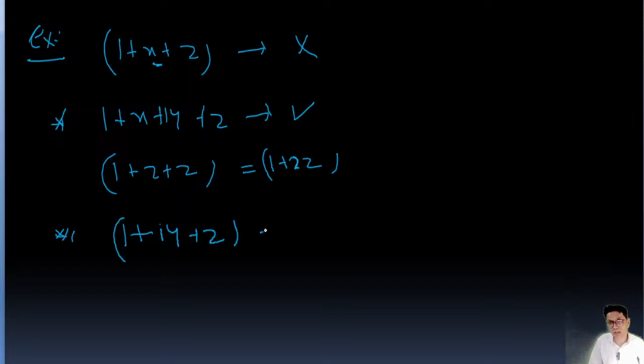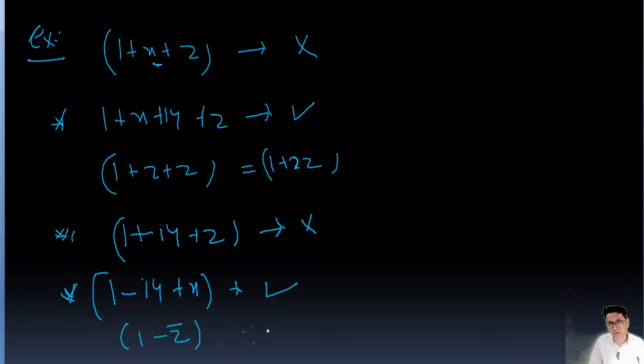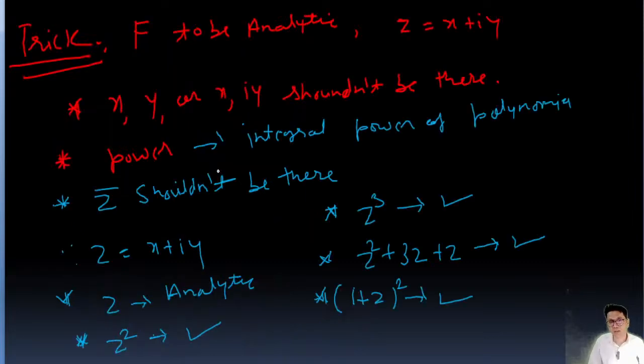Okay, so this is not analytic guys because iy term is there, right? And 1 minus iota y plus x, this is not analytic. x minus iy is z bar, right? So we can write this like x minus iy is z bar, because z bar is equal to x minus iy, right? So if z bar is there, then this is not analytic, right? I have already told you, z bar shouldn't be there, right?